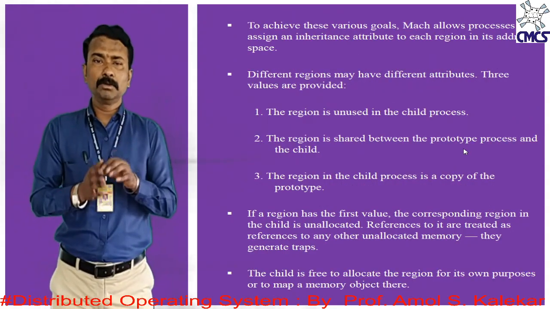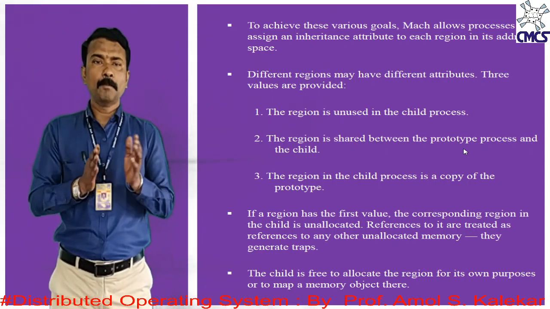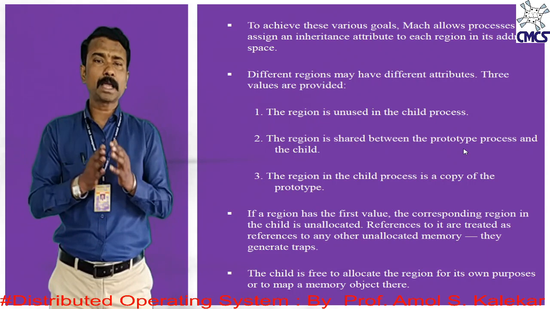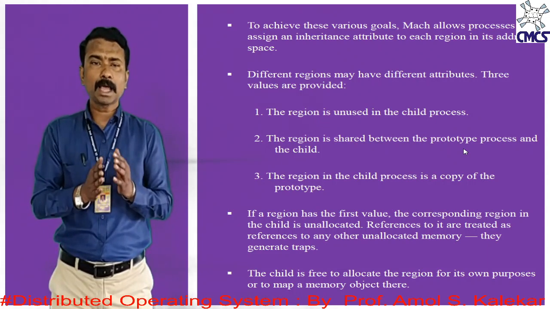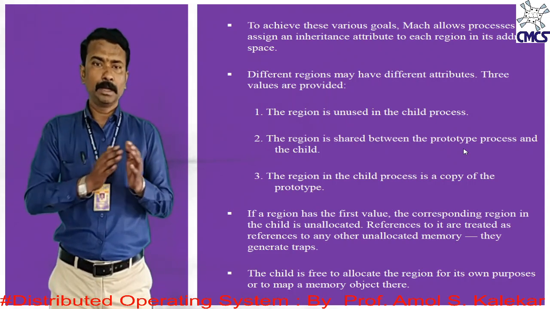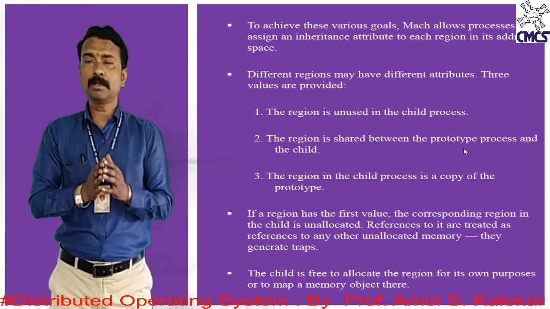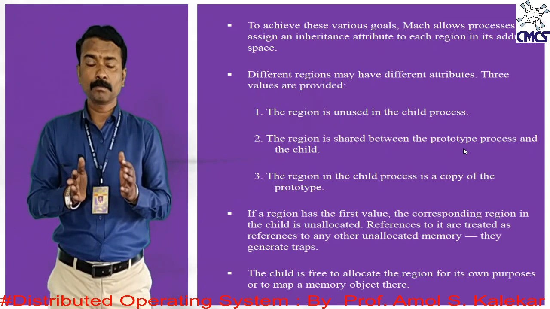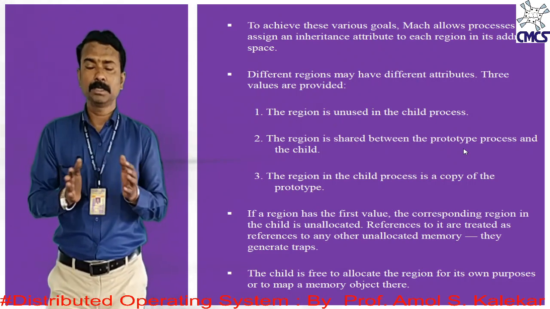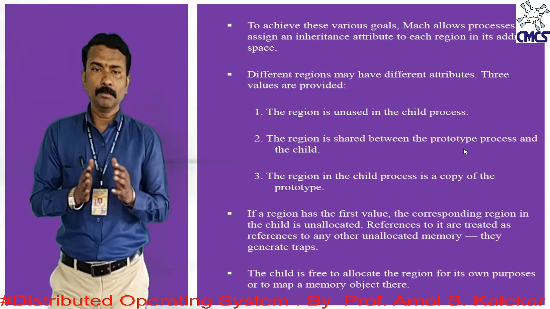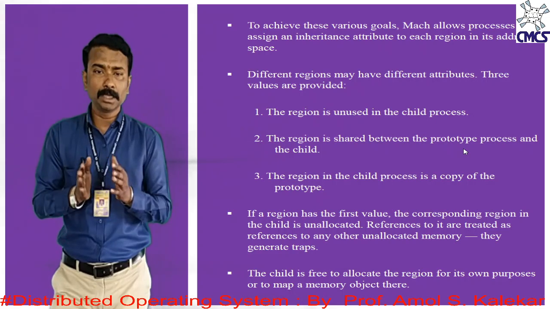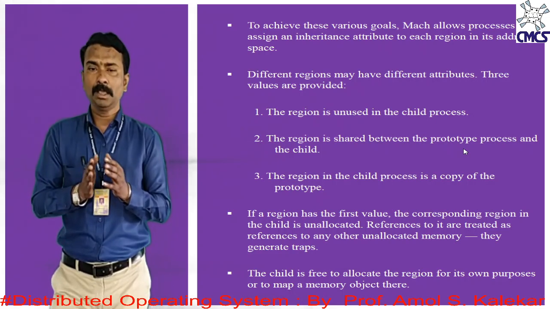Now, to achieve these various goals, Mach allows processes to assign an inheritance attribute to each region of its address space. Different regions may have different attributes. There are three values provided for them. First, the region is unused in the child process. Second, the region is shared between the prototype process and the child. And third, the region in the child process is a copy of the prototype.